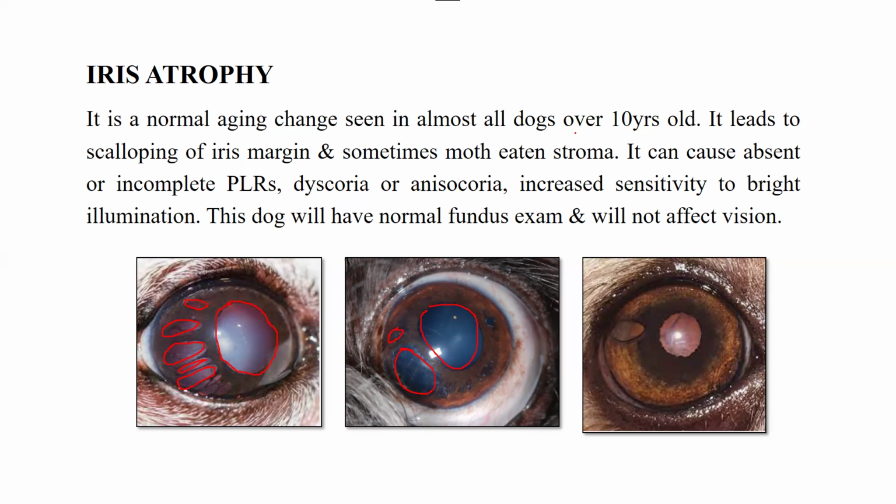So what are the effects? It causes absent or incomplete PLRs. What is a PLR? Pupillary light reflex. We will discuss these things, dyschoria and anisocoria, in detail when we talk about the nervous system of the canine and feline. But here you should know that PLR means pupillary light reflex. It is a test that we perform by shining a light into the eye. When the light shines in the eye, of course, the pupil should constrict.